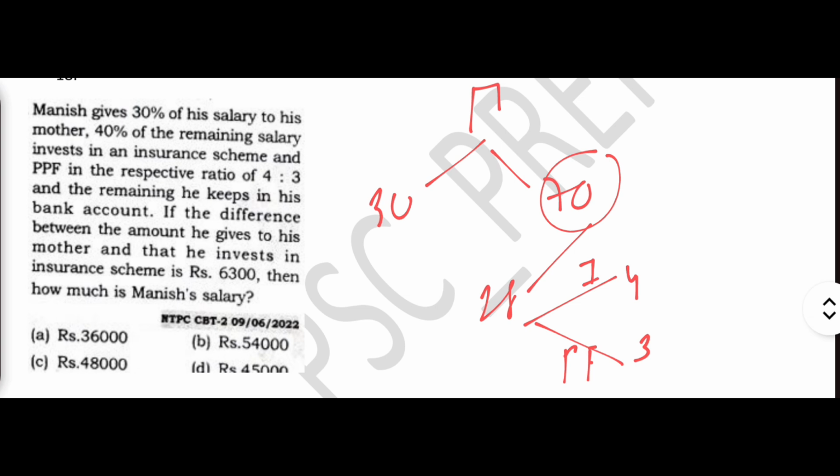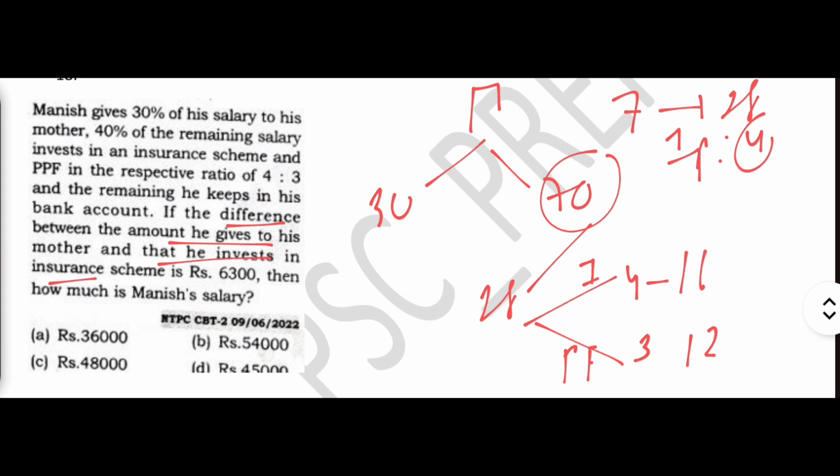But what is the combined ratio of this? 4 plus 3 is 7. 7 parts is nothing but 28. 1 part is nothing but 4. If 1 part is 4, then what is this? 16. This is 12.